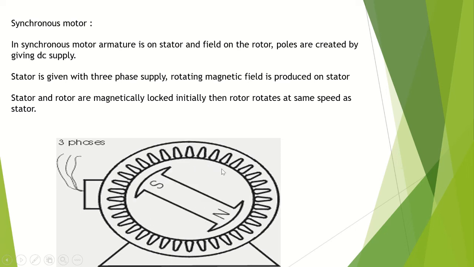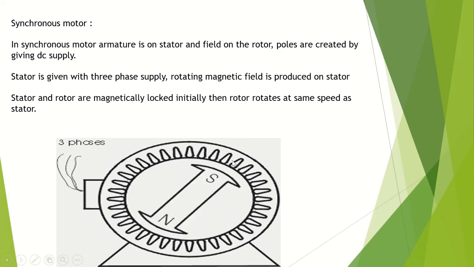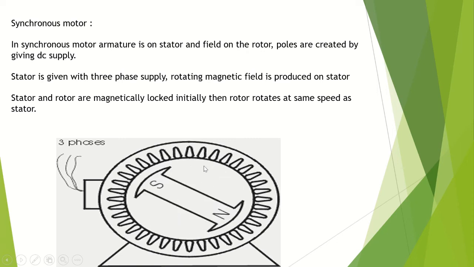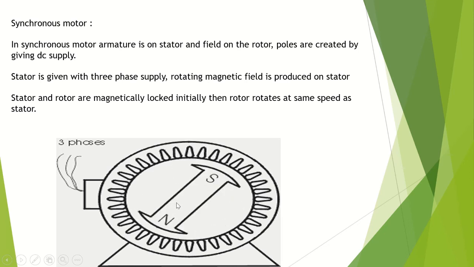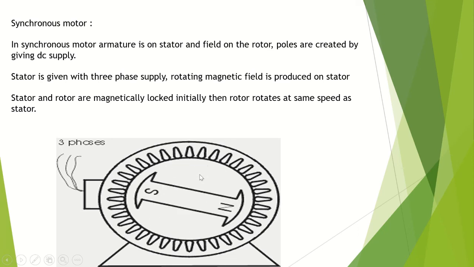And if these two magnetic fields are magnetically locked, they can rotate with the same speed. Only magnetic locking is required. If you are able to lock the stator and rotor, it can rotate at synchronous speed. Synchronous speed means whatever speed the magnetic field is rotating at, if the rotor is also rotating at the same speed, that is called a synchronous motor. If the rotor is not able to rotate with the speed of the rotating magnetic field, it is called asynchronous, that is called an induction motor. We have discussed it previously.